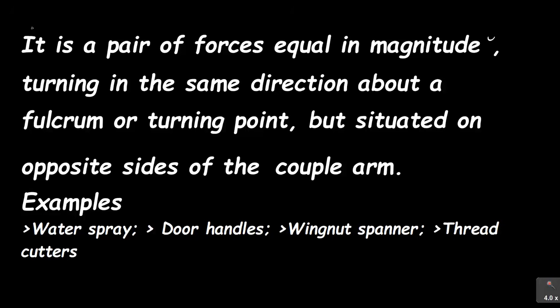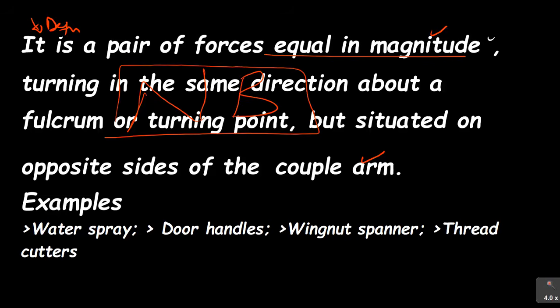Now, what is a couple? So this is the definition here. It is a pair of forces equal in magnitude. They'll give you a mark there. So it is a pair of forces equal in magnitude turning in the same direction about a fulcrum or turning point, but situated on the opposite sides of a couple arm. Then they'll give you that. Please remember, this is an NB. You need to know this definition. They like to ask that.